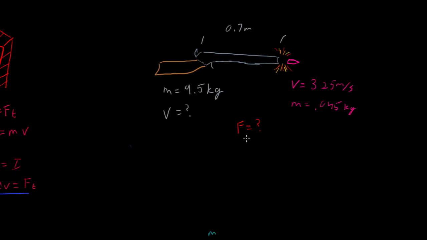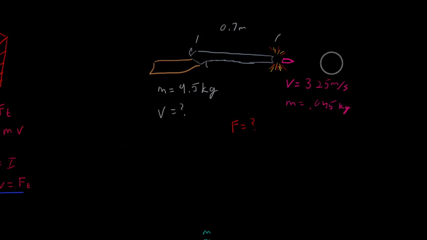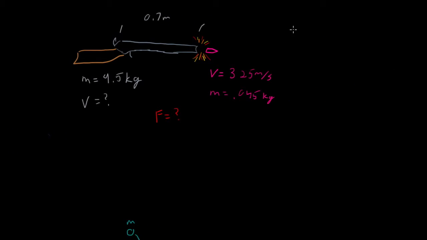So I want to figure out, first off, what's going to be the force occurring here. And then I want to figure out the velocity that this rifle is going to recoil at. So I've got a 0.7 meter long barrel, and I'm assuming that I'm going to accelerate uniformly throughout that barrel with a velocity on the outside edge of 325 meters per second. So what that means is I'm going to go from 0 to 325 meters per second in 0.7 meters. We need to figure out how long that's going to take.